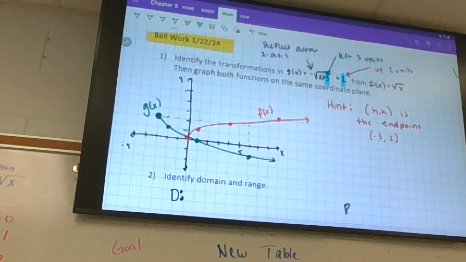Domain, range. Telling somebody else about domain and range. Lewis, you want to try domain and range? No? Do you remember what domain is? Is it x values or y values? Totally checked out. Brandy, domain, x values or y values?